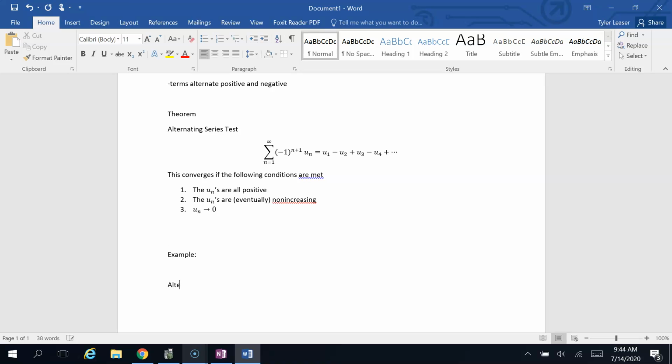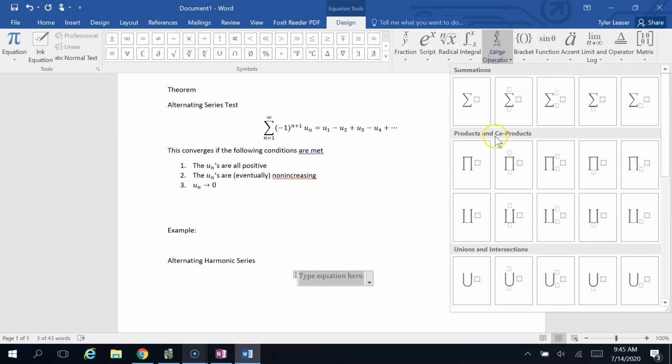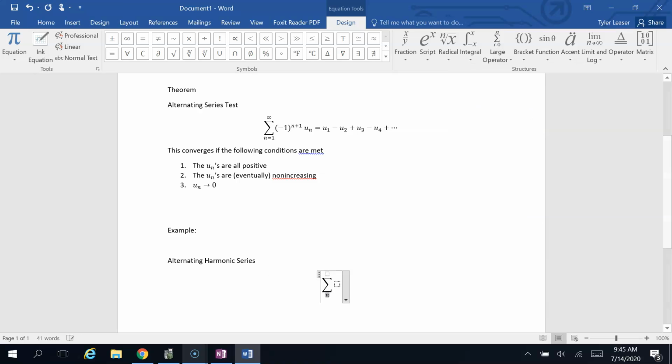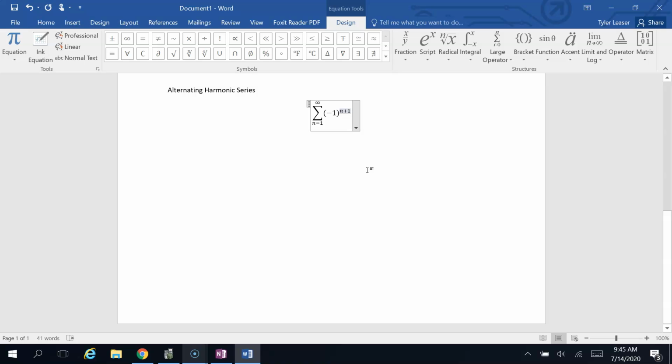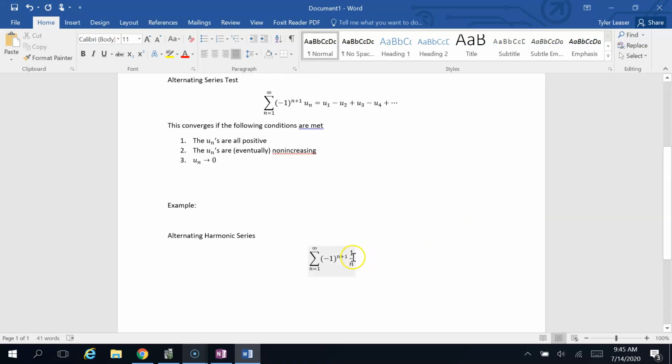We're going to look at the alternating harmonic series. So we've looked at the harmonic series before. The harmonic series is that series 1 over n. So this series is going to be the sum going from 1 to infinity of that -1 to the n plus 1 term out in front times 1 over n. There we go. Okay, so for this example, my u sub n is going to be this 1 over n.